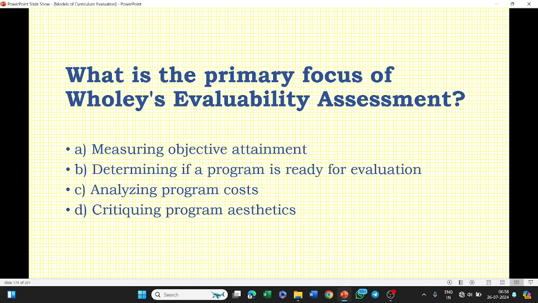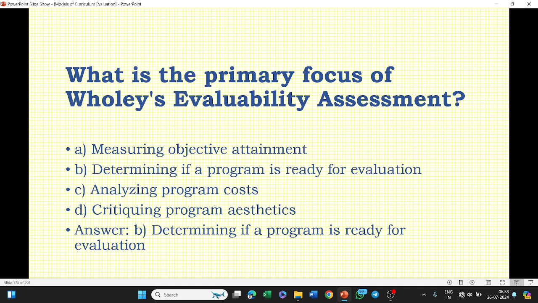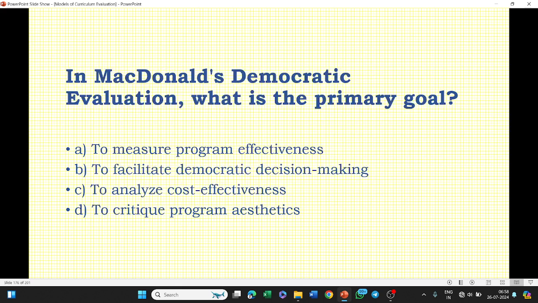What is the primary focus of Wholey's evaluability assessment? Options: measuring objective attainment, determining if a program is ready for evaluation, analyzing program cost, critiquing program aesthetics. The answer to this question is option B, that is determining if a program is ready for evaluation.